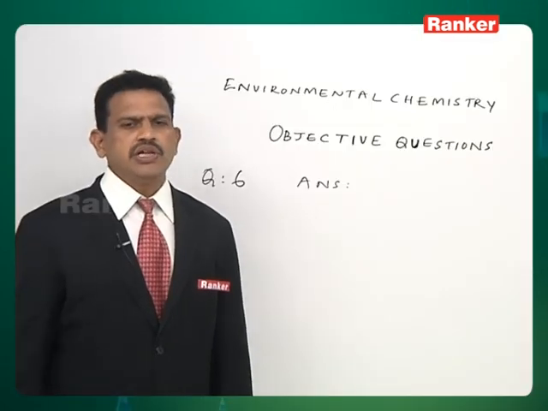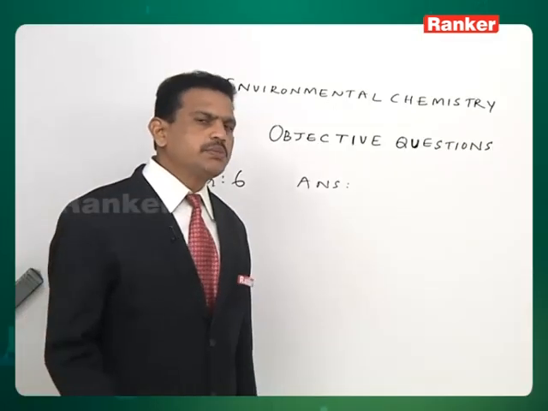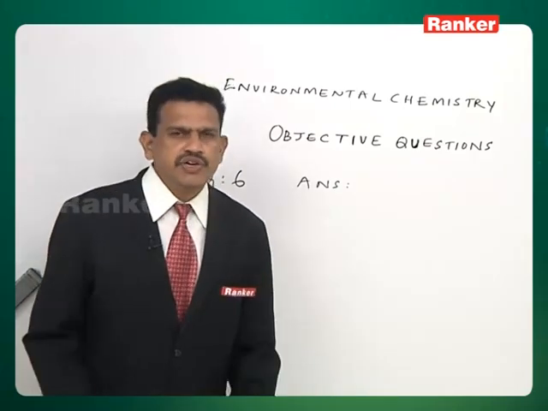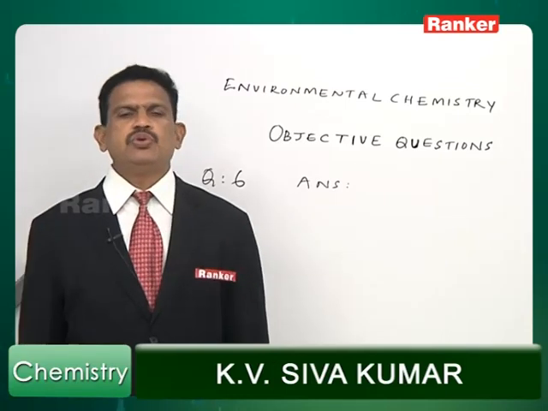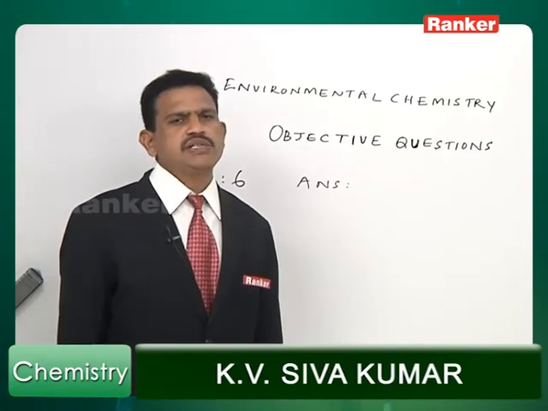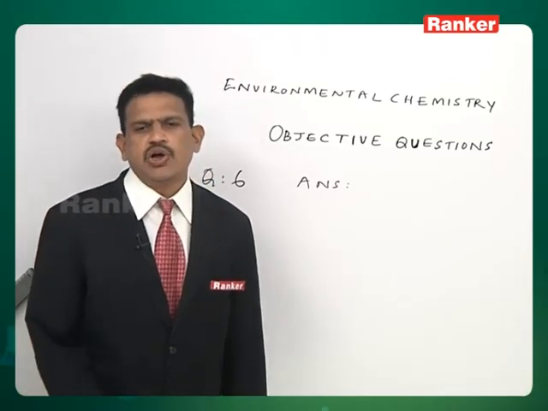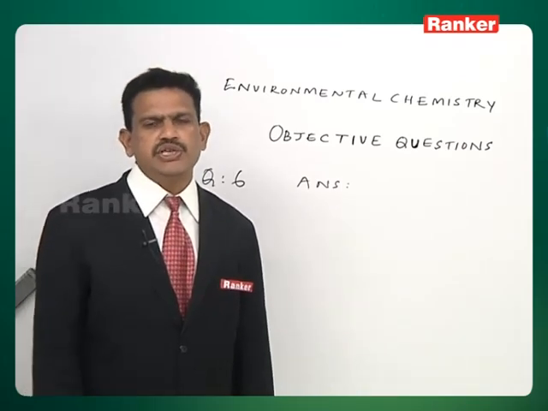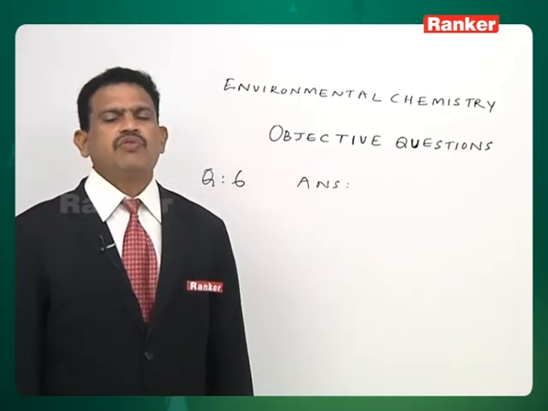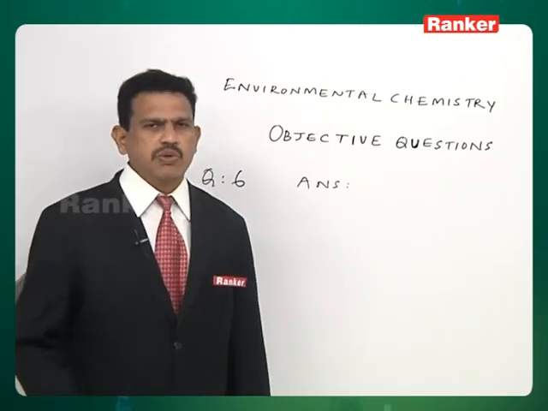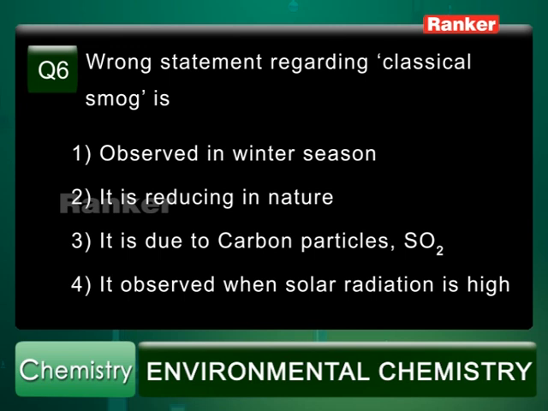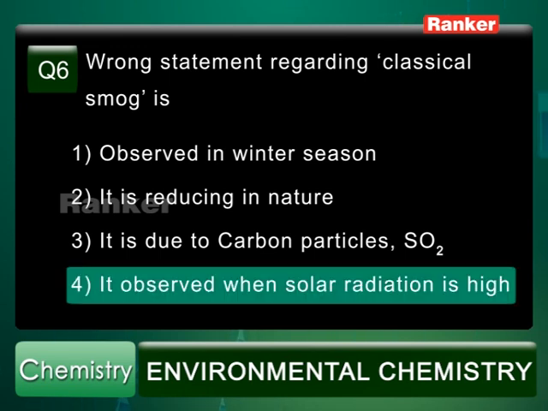Wrong statement regarding the classical smog: classical smog is nothing but a winter smog. It is reducing in nature and it is due to presence of carbon as well as sulfur dioxide, but it is not observed in solar radiation. That is called photochemical smog, which is oxidizing in nature. That is called summer smog. Therefore, what is the wrong option among this? We can go for option 4.